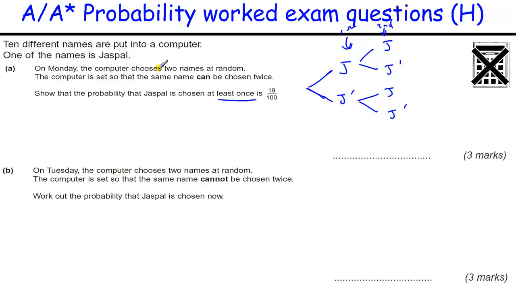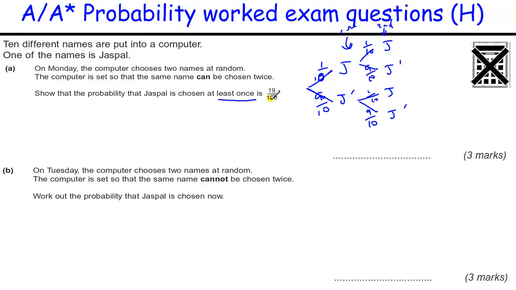There are 10 different names, and each one's equally likely. So Jaspal has a 1 in 10 chance of coming out, and everybody else would add up to 9 out of 10. There are 9 other people. The computer is set so the name can be chosen twice, so the name goes back in the hat if you like, so it's the same probability again the next time, nothing's changing. So these are all the same.